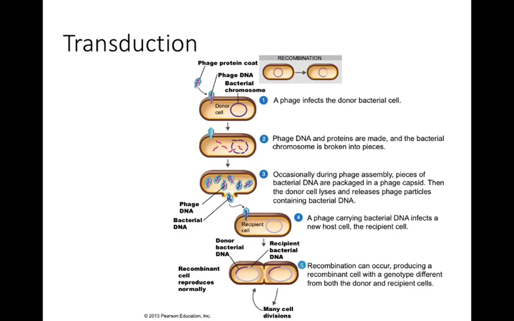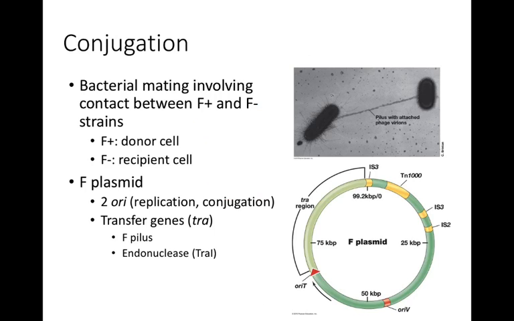Okay. How about conjugation? Alana, get us started. Okay, so we've got the F minus, which is known as the recipient, right? That's the one that lacks the F plasmid. And then the F plus is our donor. What other terms? Pilus.